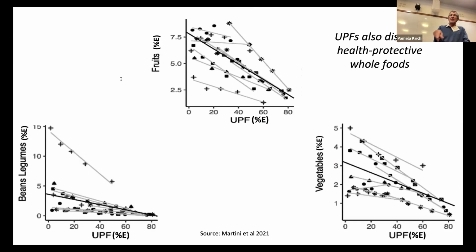The other important thing this study revealed was the fact that the more ultra-processed food in the diet, the less of everything, but particularly less fruits, less vegetables, less legumes. Again, a good recipe for chronic disease, right? So you have not only the wrong nutrients, but you don't have the right foods.